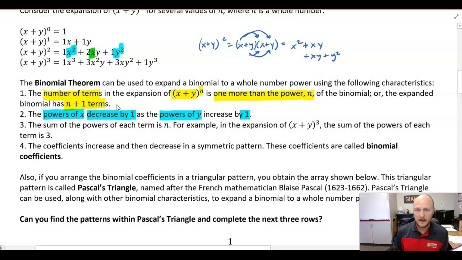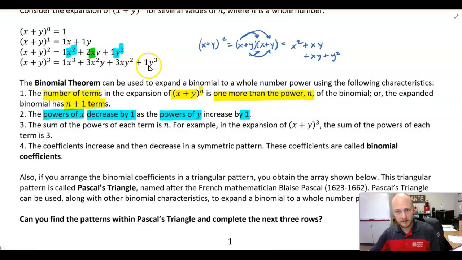Now I have x to the first, and then I have y to the first. That's increasing. And then my last term, no x's, x to the power 0, and now I have y to the power 2. It's more clear with x plus y to the power 3. X cubed, x squared, x, no x. No y, y to the first, y to the second, y to the third. So the idea is, x's go down, y's go up in terms of power.